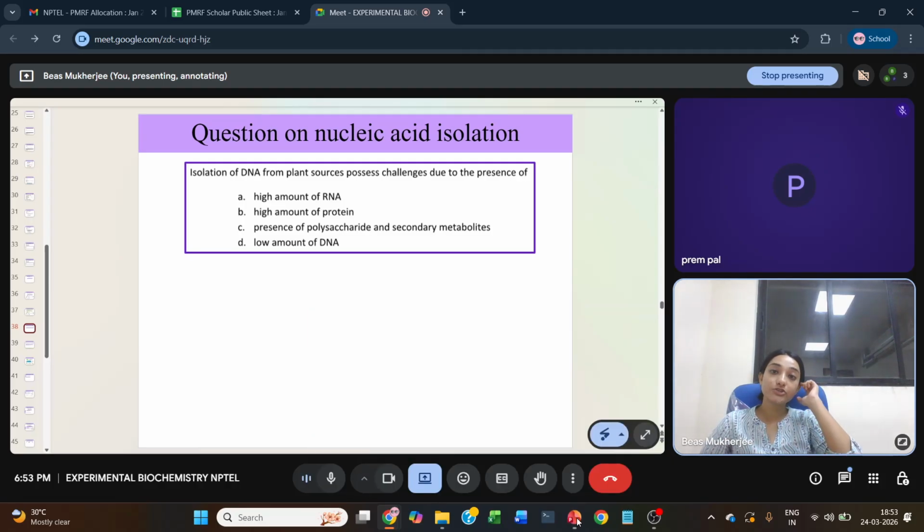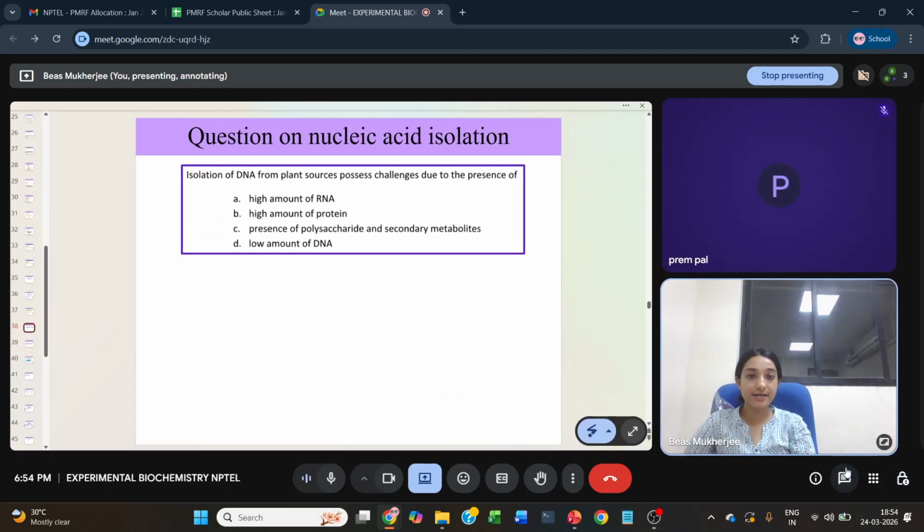Now, isolation of DNA from plant sources poses a challenge due to the presence of a high amount of RNA, a high amount of protein, presence of polysaccharides and secondary metabolites, or a low amount of DNA. What do you think is the right answer? Why is plant DNA isolation so difficult? Very simple question. C, exactly, yes.